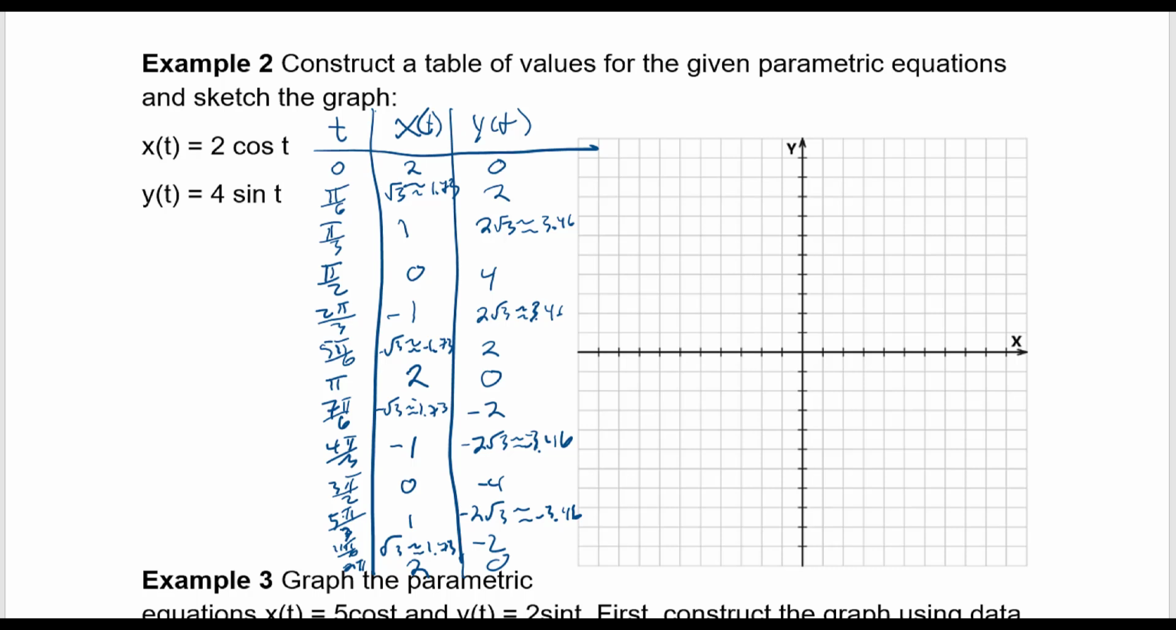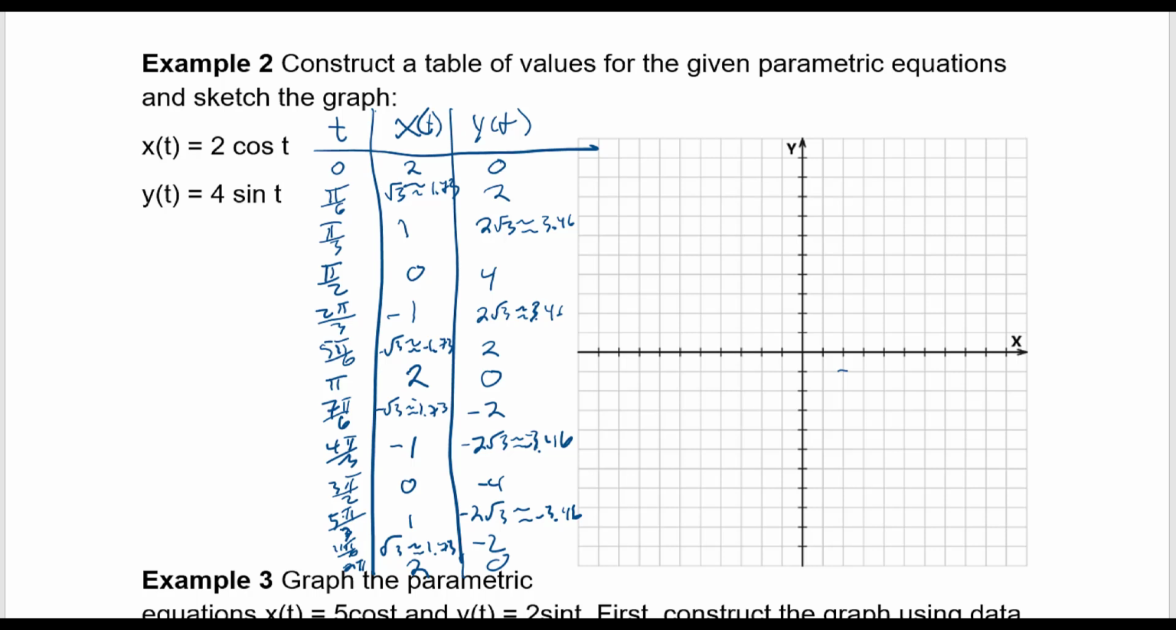We start off, and maybe I'll scale this a little differently. I will call this 1, call this 2. Negative 1, negative 2. 1, 2. Okay. Oh, we do have the 3.46. Oh, I just realized that. Let me rescale this. Sorry to waste your time like that.